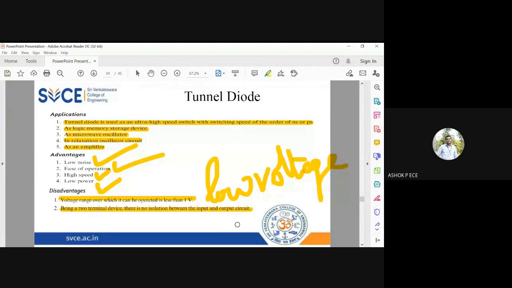Just because we want to make our depletion region smaller and smaller, we have to accept all these disadvantages.